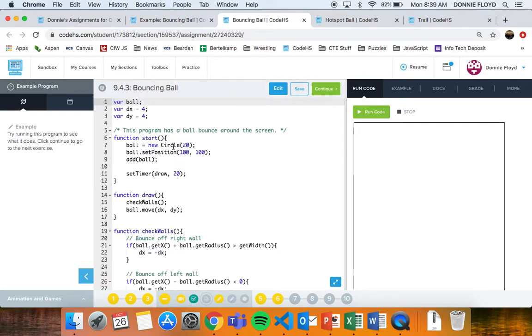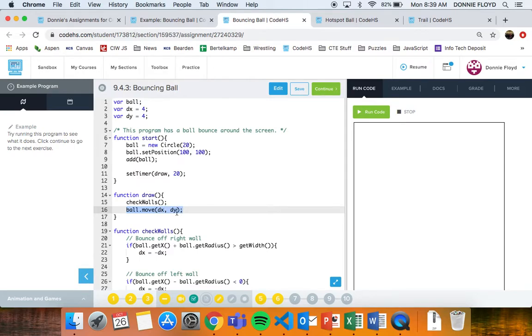So we create a ball. It has a radius of 20. We're just starting it at 100, 100 just to give it a place on the screen. That doesn't really matter. We're not setting a color, so it just defaults to black. We add it to the screen, and we set our timer. So every 20 milliseconds, we are going to call draw. Draw does two things.